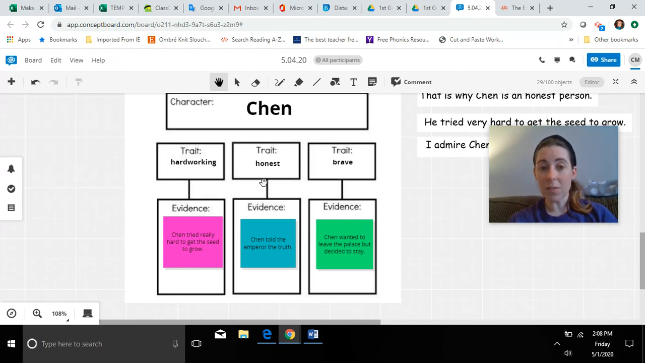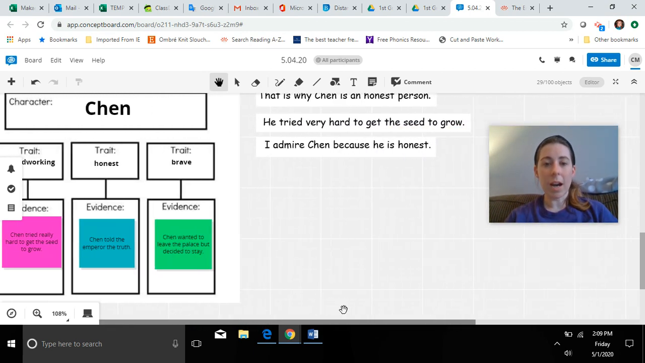The second trait we gave to him was he is honest. He tells the truth. And our evidence from the story is Chen told the emperor the truth. He said, I tried my best. The seed would not grow. And the last trait we assigned to Chen was that he is brave. Very good. Our evidence says Chen wanted to leave the palace because he was embarrassed, he was ashamed, but he decided to stay. Okay?